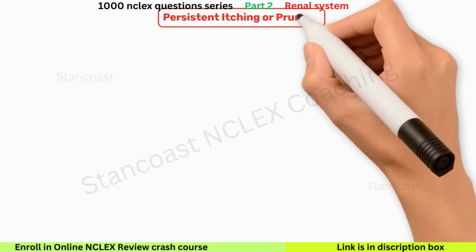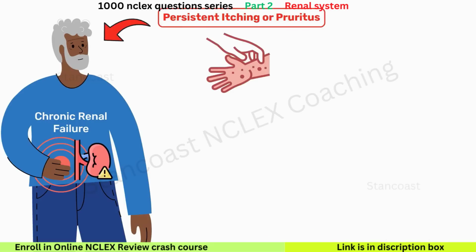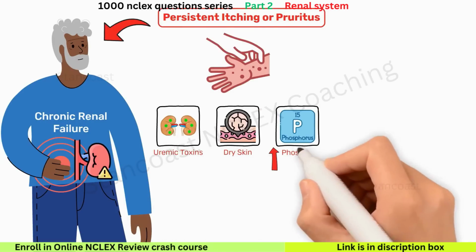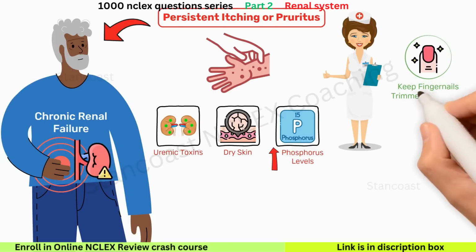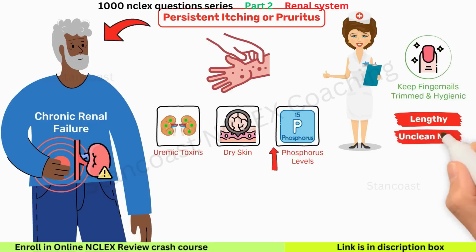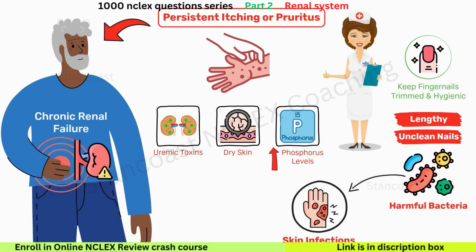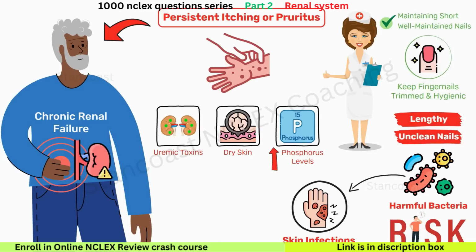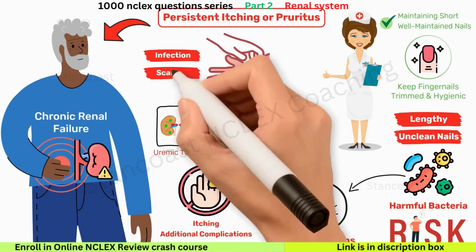Persistent itching or pruritus frequently occurs in individuals suffering from chronic renal failure. This itching typically results from the buildup of uremic toxins, dry skin, and occasionally elevated phosphorus levels. To effectively address this symptom, it is advisable to keep fingernails trimmed and hygienic. Lengthy or unclean nails may harbor harmful bacteria, heightening the likelihood of skin infections when scratching occurs. By maintaining short, well-maintained nails, the risk of such infections is mitigated, while also minimizing the potential for skin damage that can worsen the itching and contribute to additional complications, including infection or scarring.